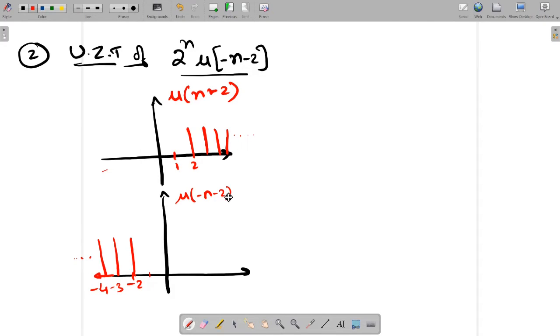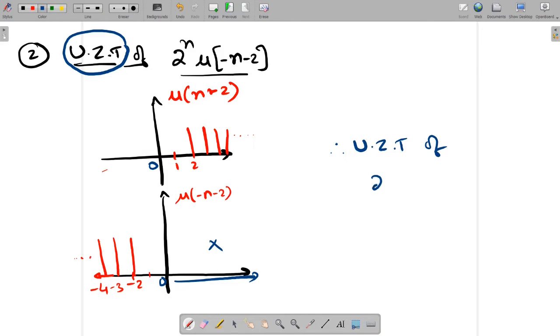Fine. So what have we said? We have said that unilateral Z transform is applicable only for signals on the RHS. There is no signal on the RHS over here. So what can you say? You can say that therefore unilateral Z transform of 2 raised to n u of minus n minus 2 is equal to 0.